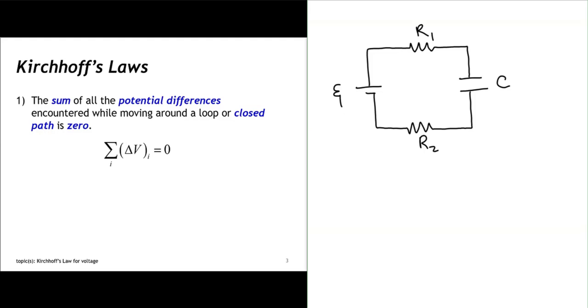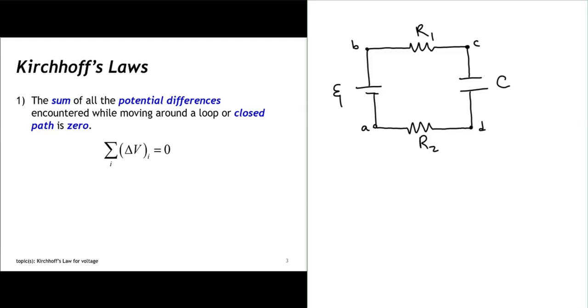Let's take nodes that separate each pair of components. So I usually like to begin at the negative terminal of the power supply. I will call this node A, the positive terminal, node B, the point between resistor 1 and the capacitor, I'll call C, and the point between the capacitor and resistor 2, I'll call D.